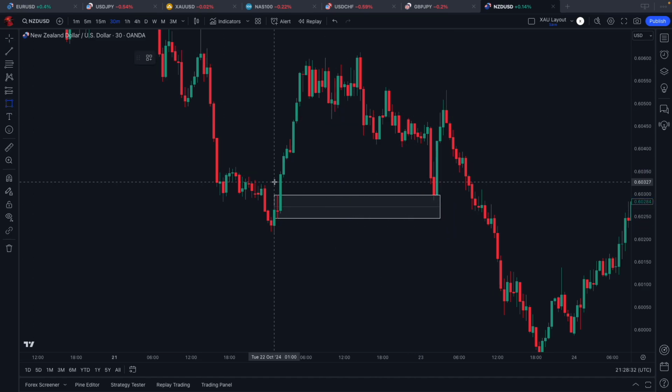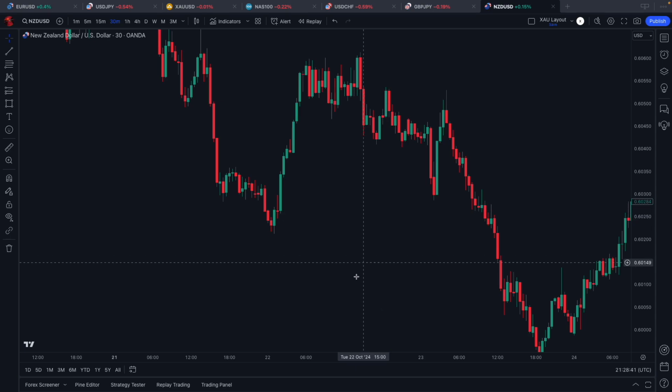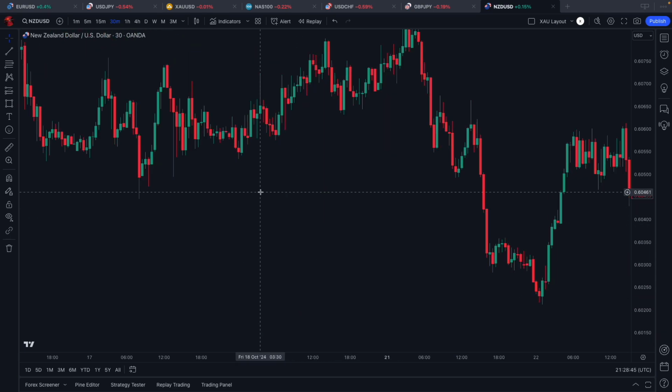We have the same again here. It only offers us a fractal opportunity, but it's still an opportunity nevertheless. So there's two clear order block examples. I'm just trying to find a hidden one now for you all.